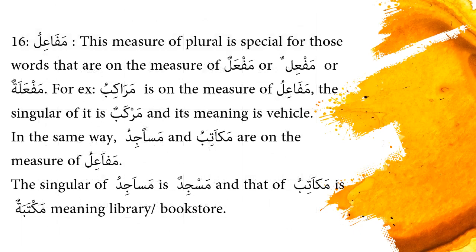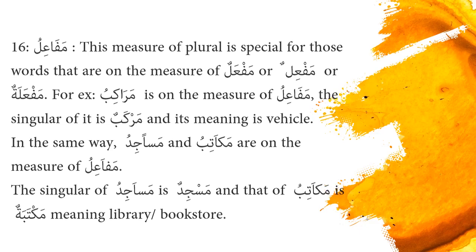The 16th, مفاعل. This measure of plural is special for those words that are on the measure of مفعل or مفعلة. For example, مراكب is on the measure of مفاعل. The singular of it is مركب and its meaning is vehicle. In the same way, مساجد and مكاتب are on the measure of مفاعل. The singular of masajidu is masjidun and that of makatibu is maktabatun, meaning library or bookstore.